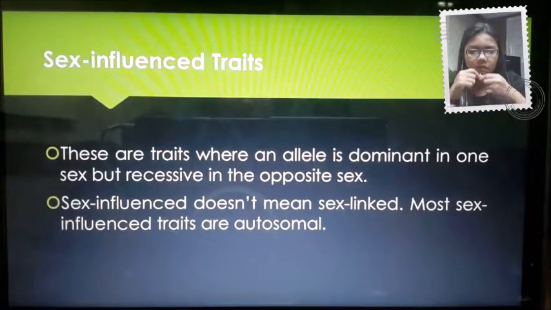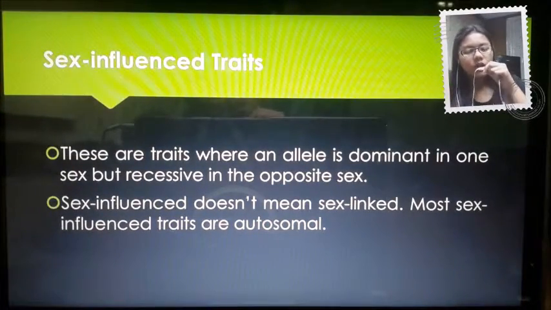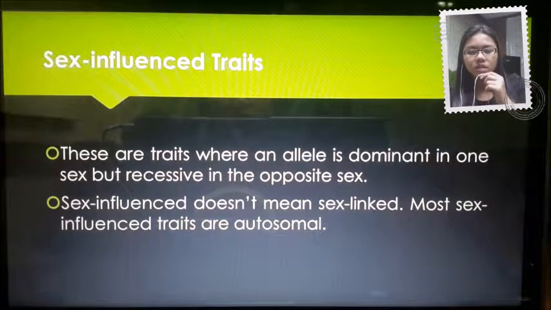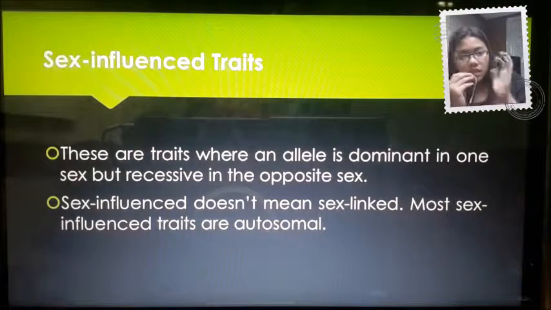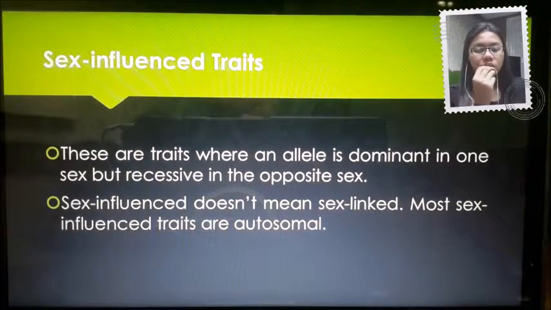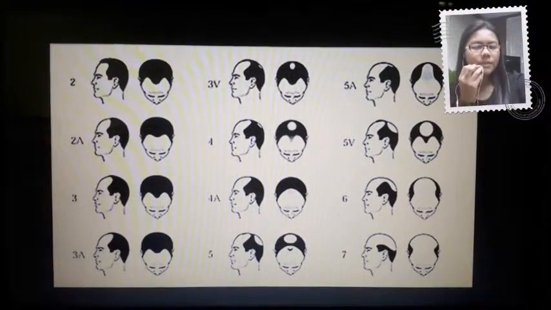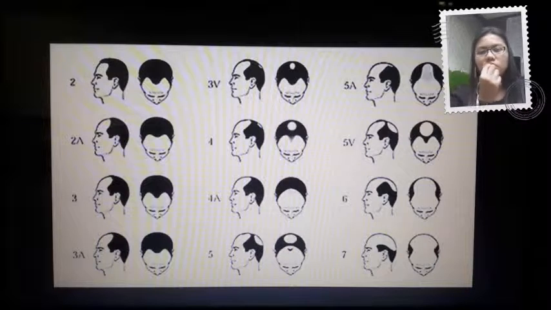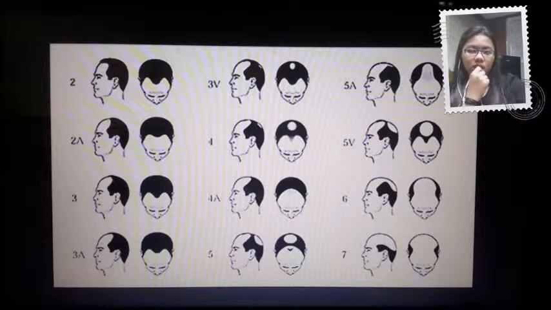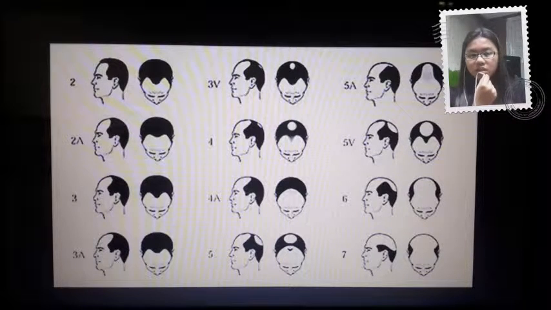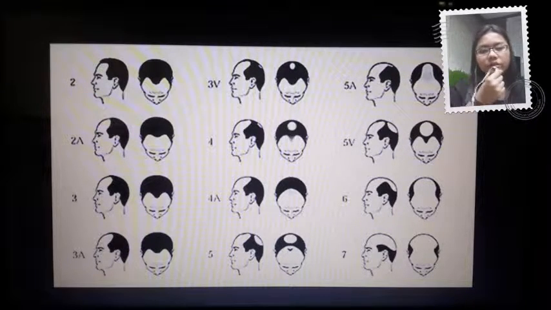Sex influenced traits are traits where an allele is dominant in one sex but recessive in the opposite sex. Sex influenced doesn't mean sex-linked; sex influenced traits are autosomal. This is pattern baldness, which is mostly present in males. You can see the process of baldness in males throughout their lifespan.